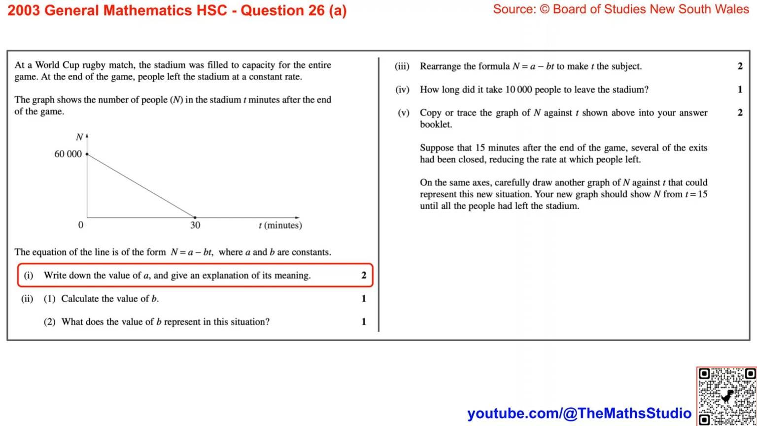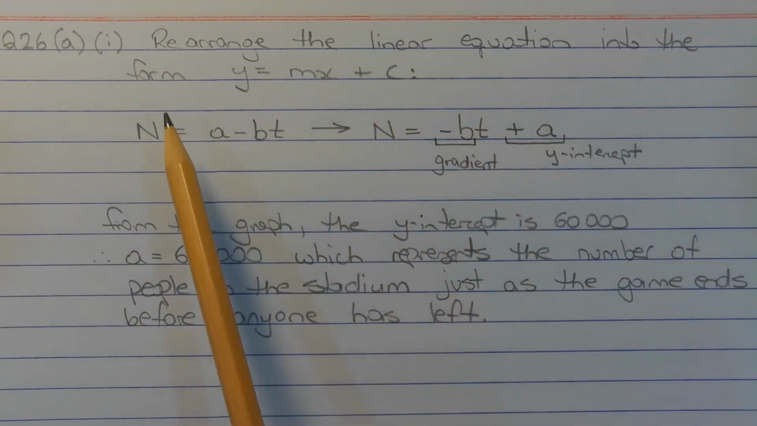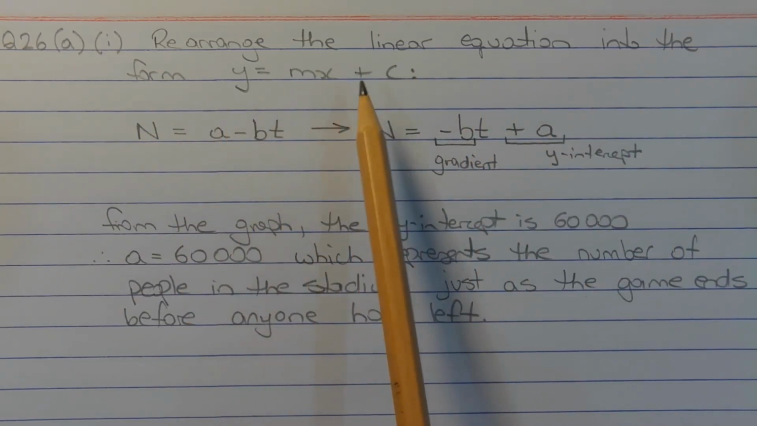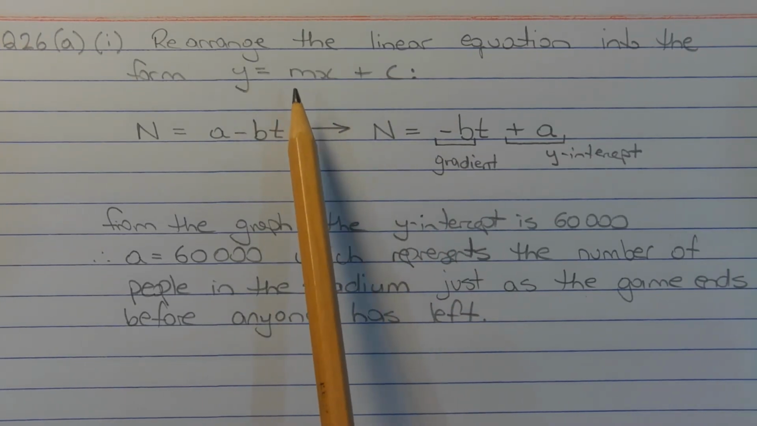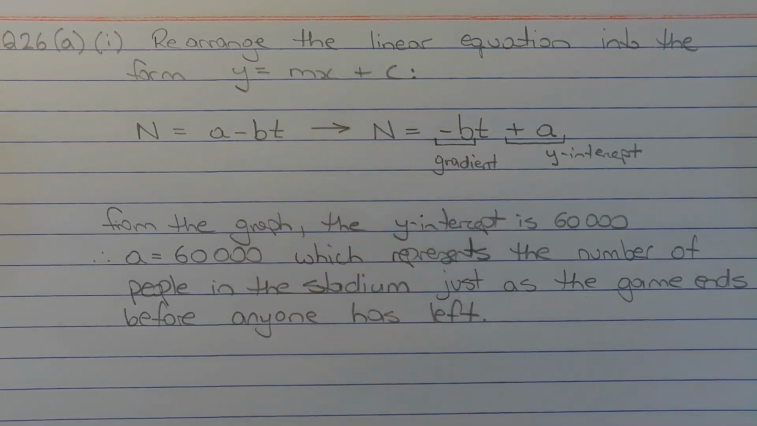Part 1. Write down the value of A and give an explanation of its meaning. Rearrange the linear equation into the form y equals mx plus c, where m represents the gradient of the line and c represents the y-intercept, or where the line crosses the y-axis.